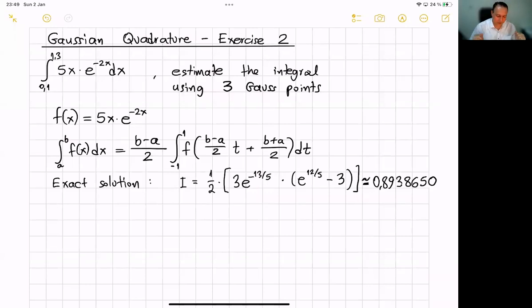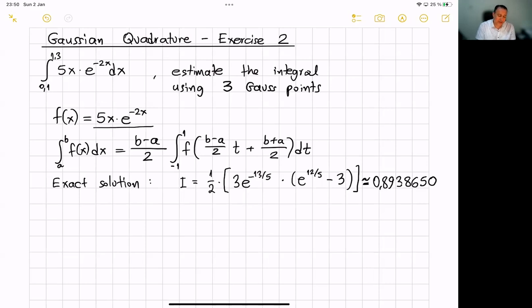Hello, everybody. Today, we will speak again about Gaussian quadrature, and we will solve another exercise, a second exercise. And this time, the integral is over an arbitrary interval from 0.1 to 1.3 of this function here, that you see here. And this application will be done using 3 Gauss points.